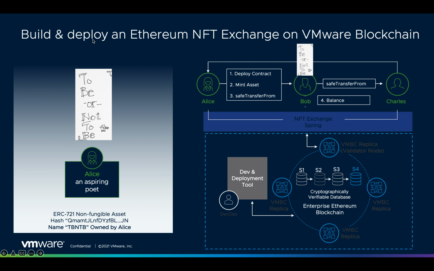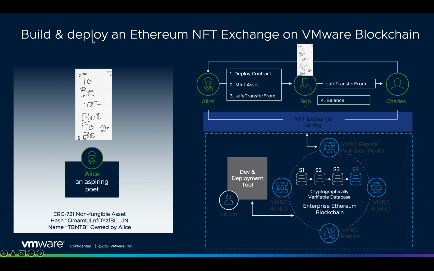Alice on the left is an inspiring poet and she has the wherewithal to create a digital art as seen above, to be or not to be. She wants to be able to tokenize this into a digital asset format and then be able to put it on the exchange and be able to trade it or sell it. So on the right-hand side here, we have built an NFT exchange for Alice to do so.